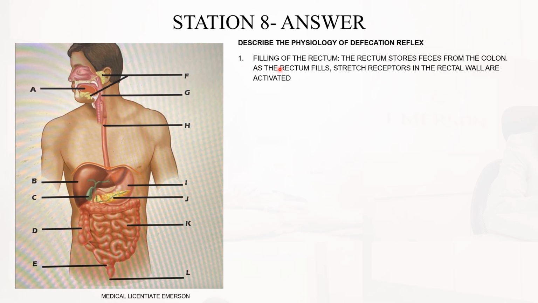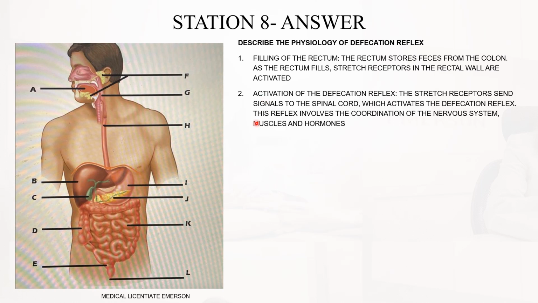Then in terms of describing the physiology of defecation, step number 1 is filling of the rectum. So the rectum stores feces from the colon, and as the rectum fills, it stretches, then the stretch receptors in the rectal wall are activated. Then step 2 is activation of the defecation reflex. So the stretch receptors send signals to the spinal cord, which activates the defecation reflex. This reflex involves the coordination of the nervous system, muscles, and hormones.